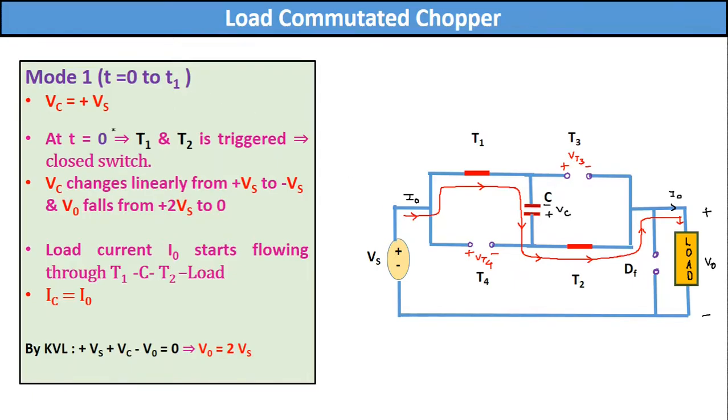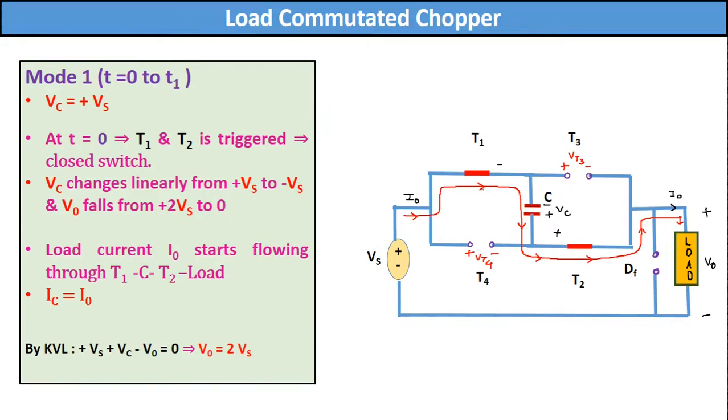So when the capacitor voltage is equal to plus Vs, that means the upper plate of the capacitor will be negative and the lower plate of the capacitor will be positive. Due to this capacitor voltage, T1 thyristor and T2 thyristor go into the forward bias condition, because this negative will come here and this positive will come to the P side of this T2 thyristor. Because of this, T1 and T2 go into the forward bias condition, whereas T3 and T4 thyristors will go into the reverse bias condition and they will act as open circuit, as you can see.